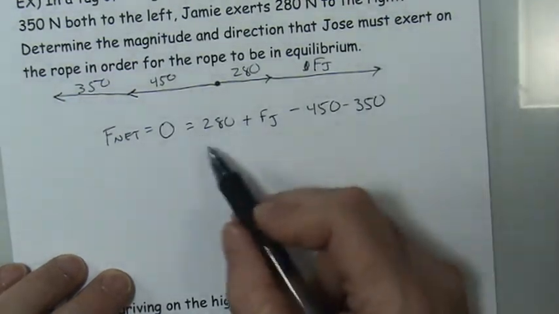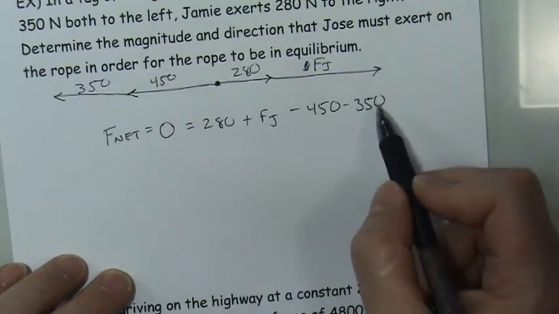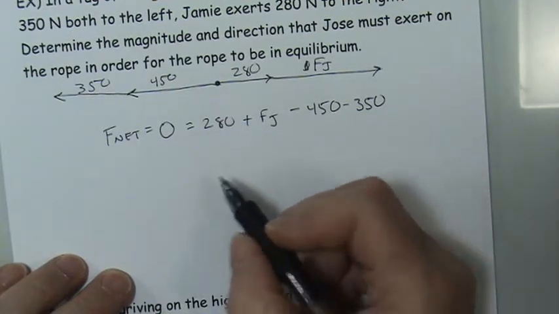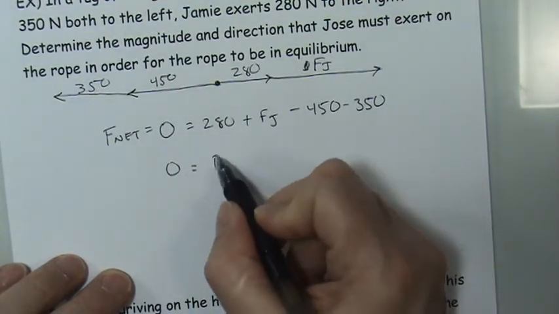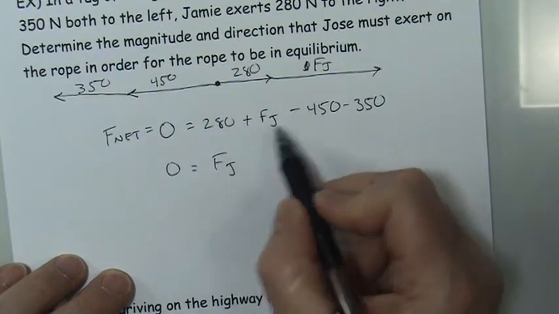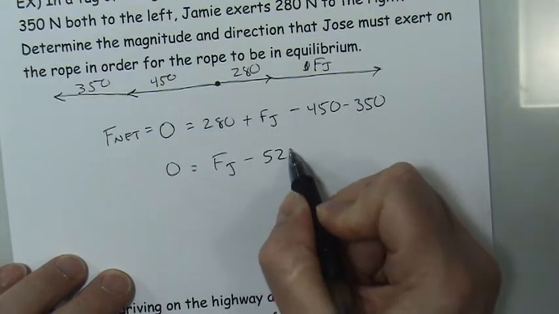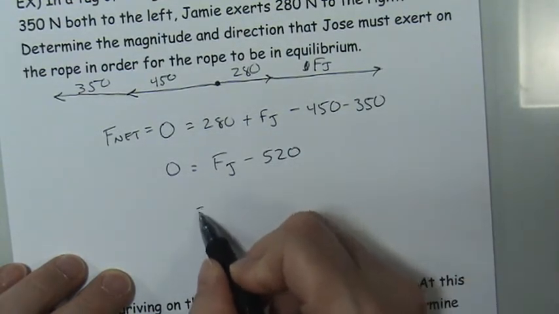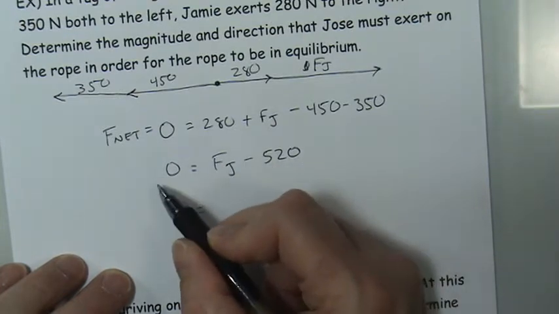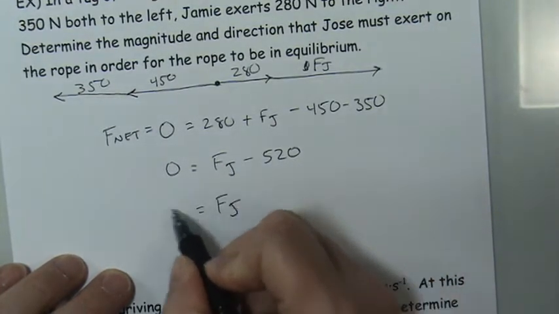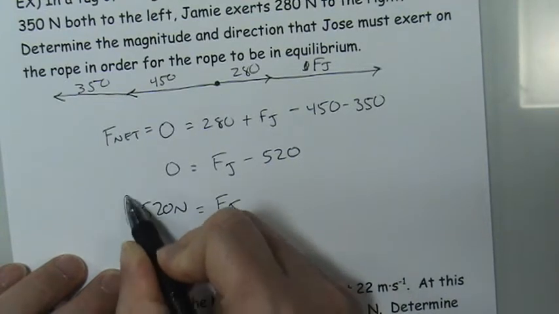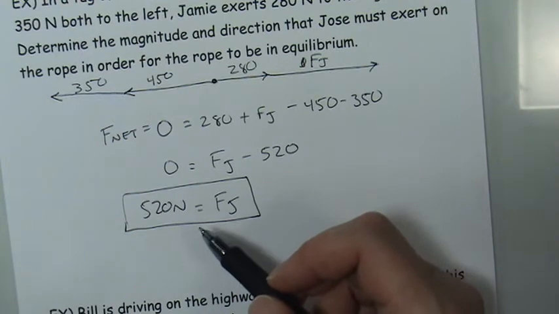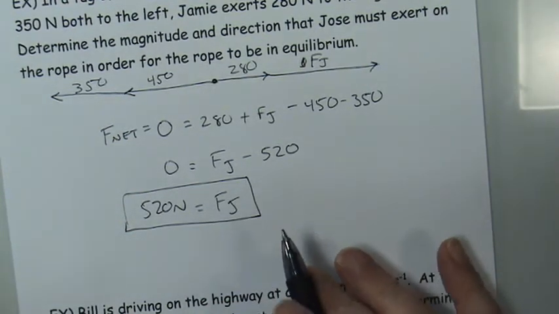So let me pull together all the numbers that are not Jose's force. Over here you have negative 800, and then we're going to subtract that negative 800 from 280. So Jose's force, this is going to be minus 520. Negative 800 plus 280 gives me 520. And then to get Jose's force, to isolate Jose's force by itself, I'll just add the 520 to both sides. To find that Jose needs to supply 520 newtons of force in order to bring this rope into equilibrium.